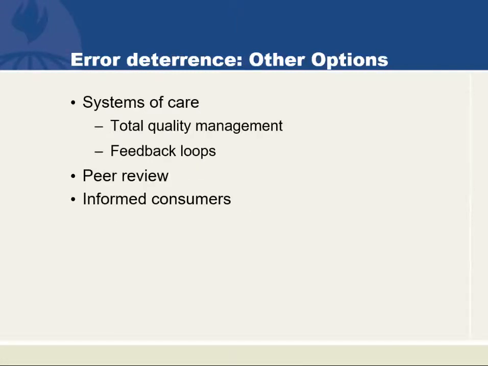There are other ways to do error deterrence. So if we think, and most economists feel, that error deterrence would be something to create efficiency, and as we mentioned in the quality lecture, total quality management and creating more mindfulness in the health system would deter errors. Peer review is a way to alert the medical care providers about ways that they could practice better, as well as informed consumers. If consumers were alerted to what to expect in a healthcare encounter, they could be their own advocates, and they could essentially police the system to make sure that they were getting good care.